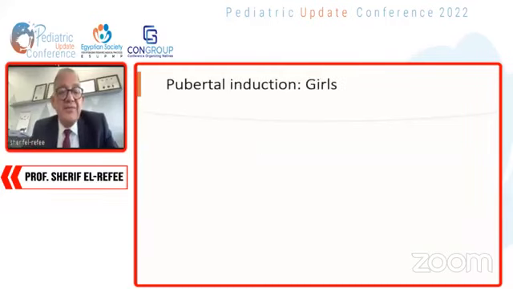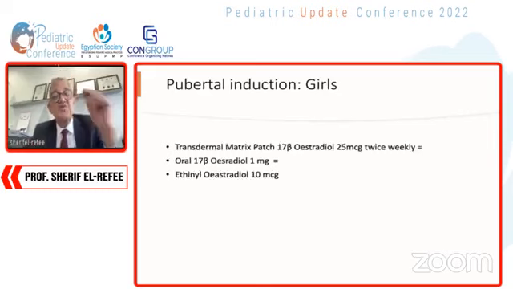Girls, again, same principle. We should start at the time of puberty and we should go slowly over 2 to 3 years. And we have only 3 preparations for estradiol. In the UK, we used to use ethinyl estradiol. That's the most common one. We've been using it for decades and decades.